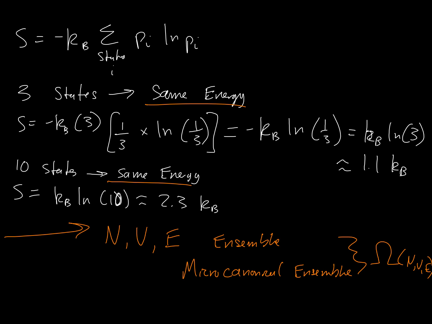Does anyone want to venture a guess as to why we use omega, the capital omega? Have we used that nomenclature before so far in StatMech? What does that correspond to? The degeneracy. Are they equivalent? Is the degeneracy of the canonical ensemble just the definition of the microcanonical ensemble? What do we think?